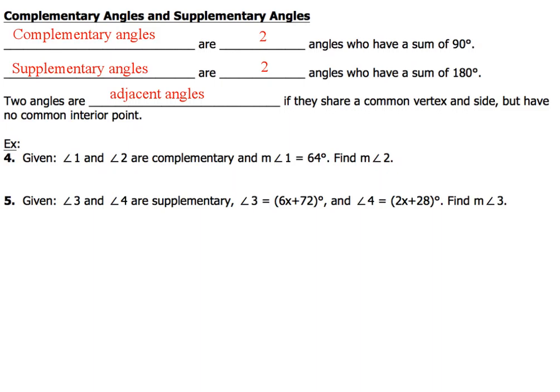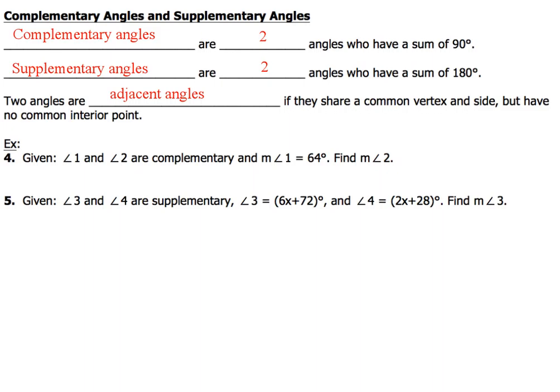Now, these two words are very, very important because we're going to be given information. We're going to have to set up an equation sometimes where we're going to have to add two angles and come up with the right value when we set their sum equal to either 90 or 180. So make sure that you know the difference between complementary and supplementary.